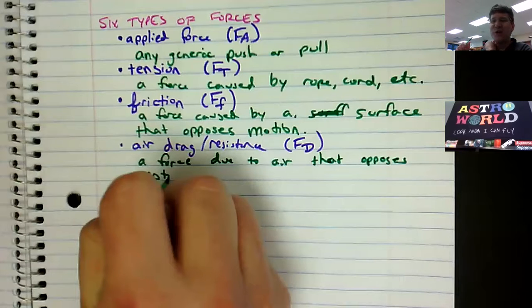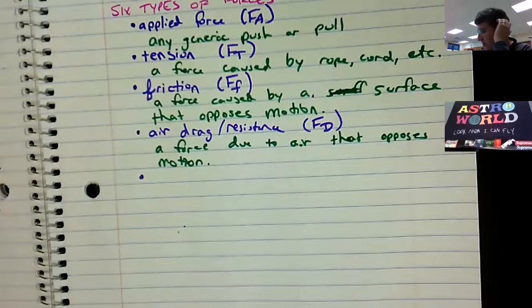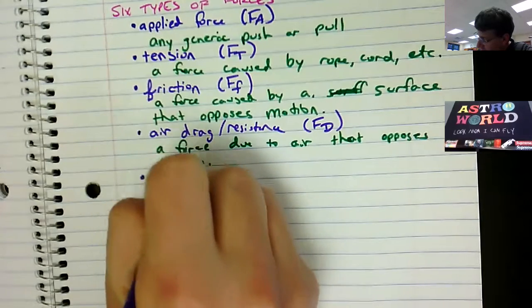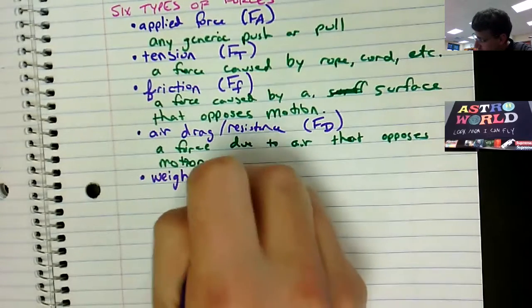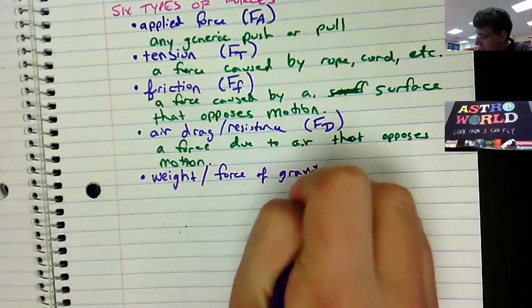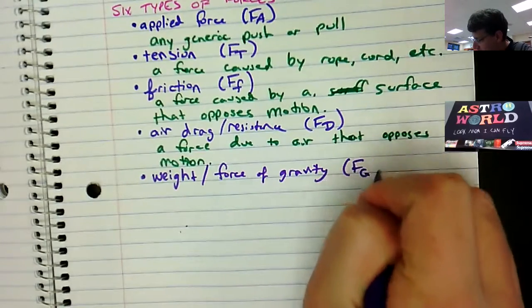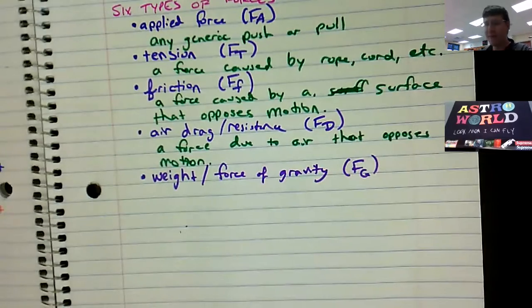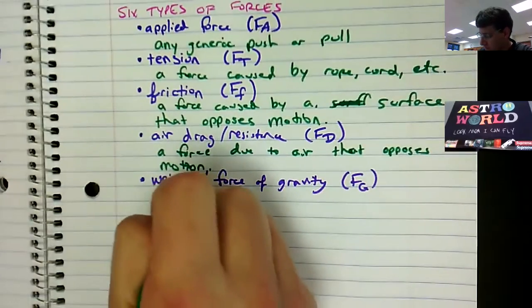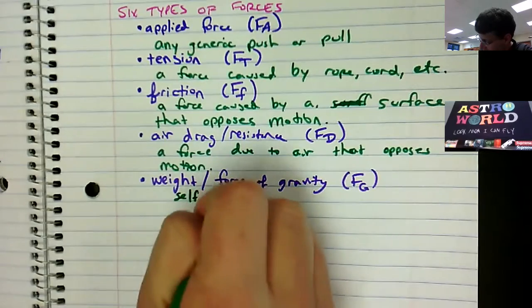All right, the last 2 are the easiest 2, but also the most important 2. The next one we're going to write down is weight. Weight is just another word for force of gravity, and we're going to abbreviate that FG. And I'm not really going to say much about that because you know what it is, right? Gravity pulls things down. So I'm just going to say this one's self-explanatory.